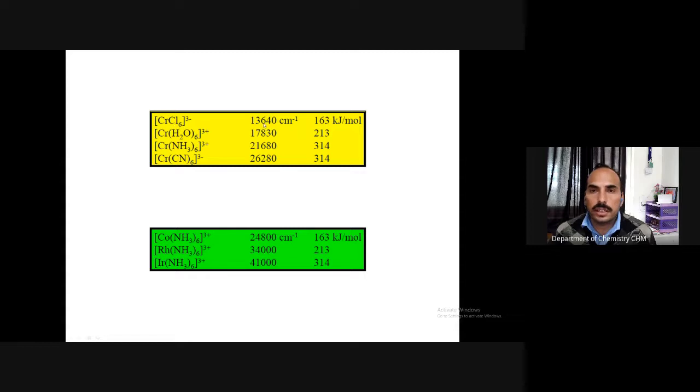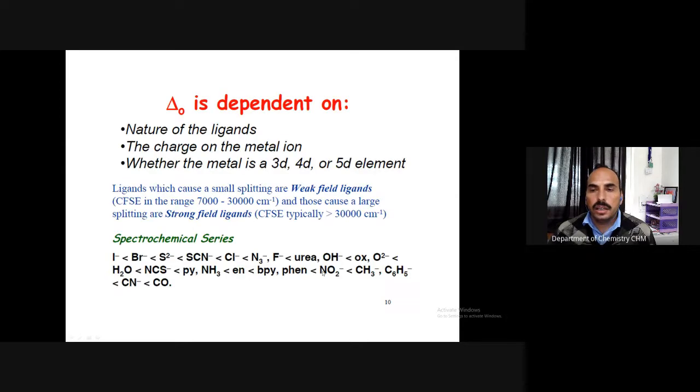Chromium chloro 6, 13,000. Chromium hexaaqua 3 plus is 17,000. What does it suggest to you? It suggests that water is a slightly stronger field ligand than chloride. Let us check in the spectrochemical series. Yes, you can see chloride is on the much lower or weaker field side compared to water. Water is almost in between, right?